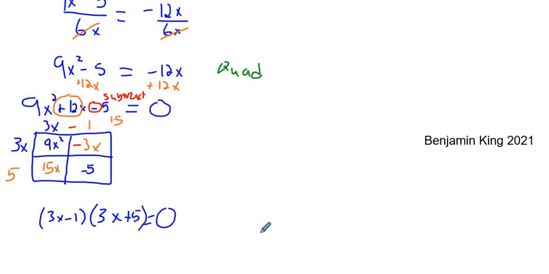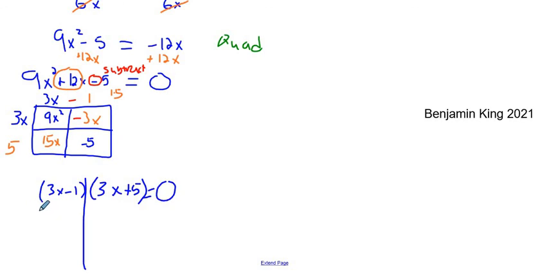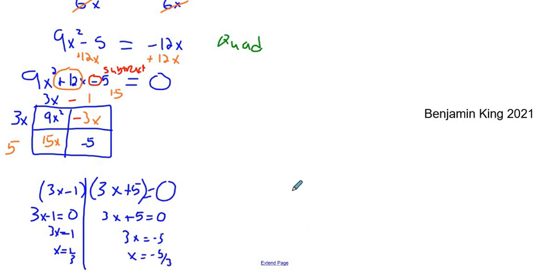And then we set both these equal to 0 using the zero product property, which we learned very recently in quadratics and came up in the polynomial chapter. So we set both these equal to 0, and then we solve. So this would be 3x is equal to 1. So x is equal to 1/3. Over here, we would have 3x is equal to negative 5, and then we would get x is equal to negative 5/3. So the question is, do these work?